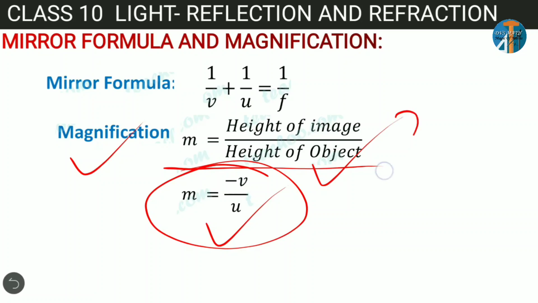These are the two formulas, not just one, this is a different formula. So to find out magnification, you can consider height of image by height of object, and the other one is distance, that is image distance by object distance. You have to consider the negative sign, m is equal to -v/u. Okay, this is all about reflection of light.